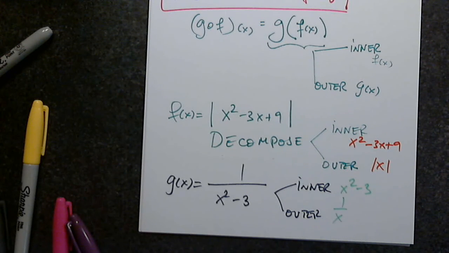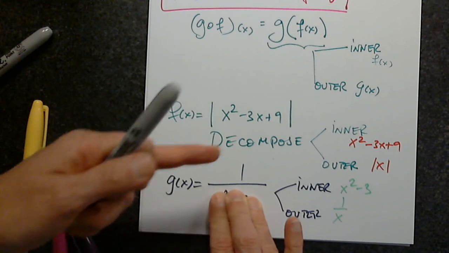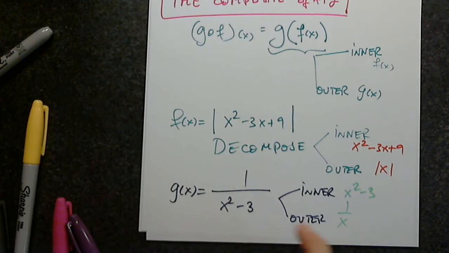Why is it 1 over x? So once I evaluate this function for 1, 1 squared minus 3 will be negative 2. Which function do I apply to negative 2? 1 over negative 2. 1 over x.